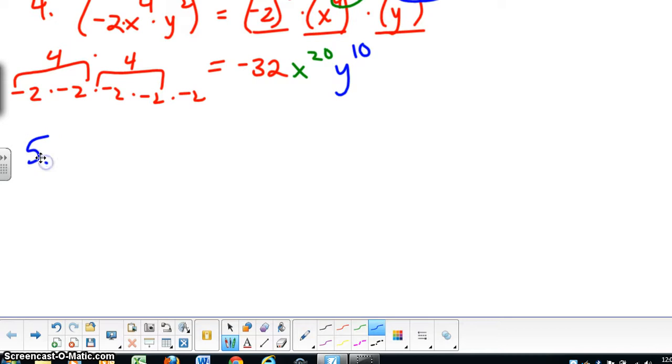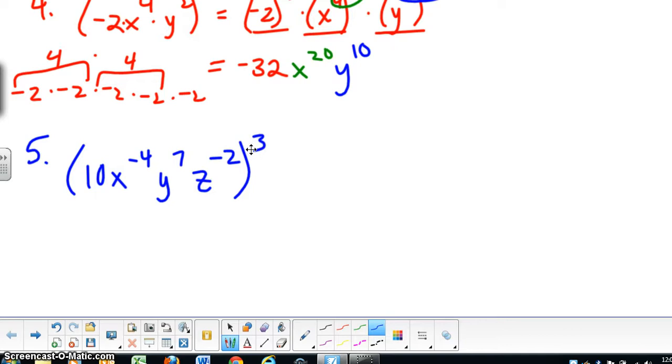Alright, this time I want you to try this. Go ahead and push pause and see what you come up with. Your final answer, I want you to have no negative exponents. No negative exponents. Try that.